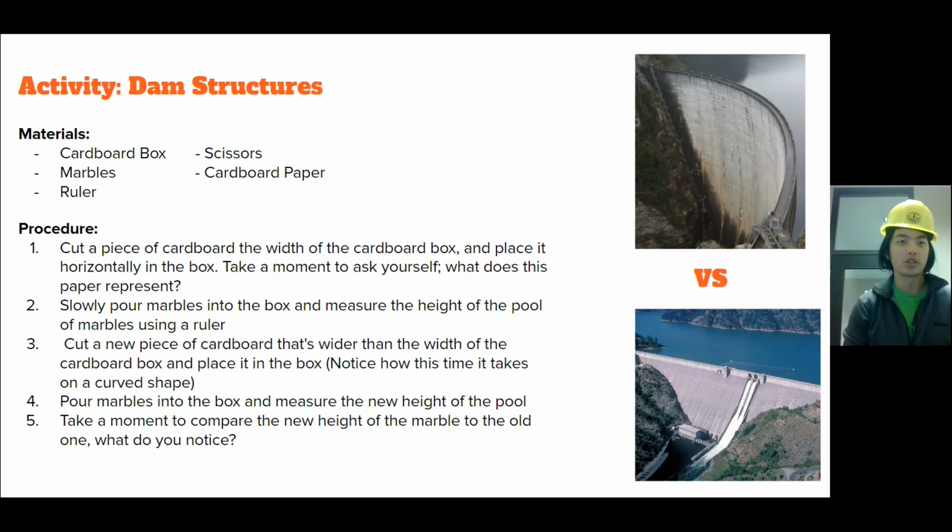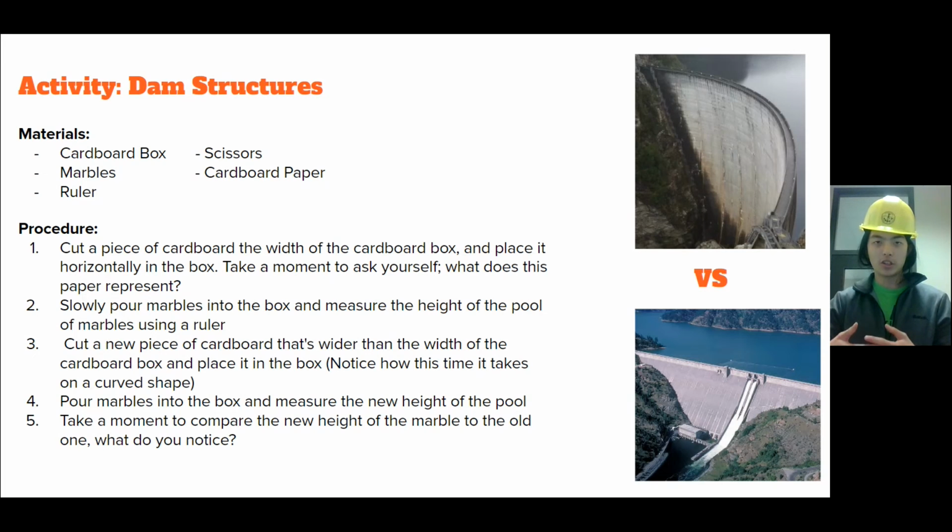Next activity, dam structures. For this one, you're going to need your cardboard box, marbles, a ruler, scissors, and cardboard paper. This time, you're going to take your cardboard paper and cut it to the size that's the width of your cardboard box and place it horizontally in the box. Now think, what do you think this piece of cardboard paper represents? That's right, it's a dam.